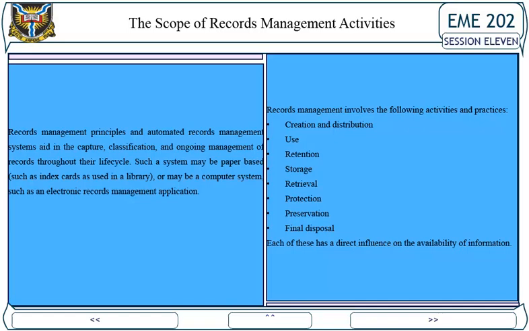Records management involves the following activities and practices: creation and distribution, use, retention, storage, retrieval, protection, preservation, final disposal. Each of these has a direct influence on the availability of information.